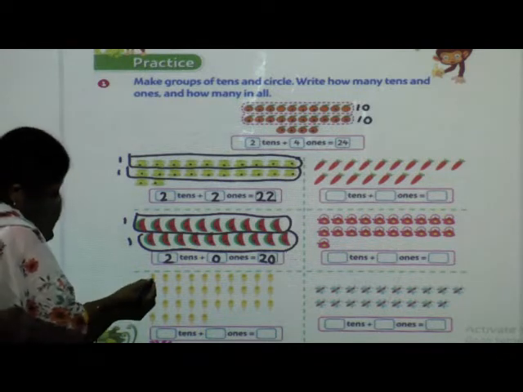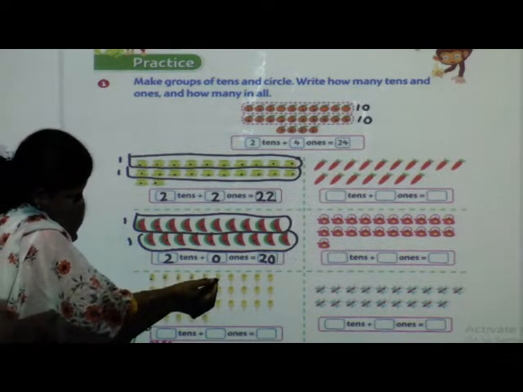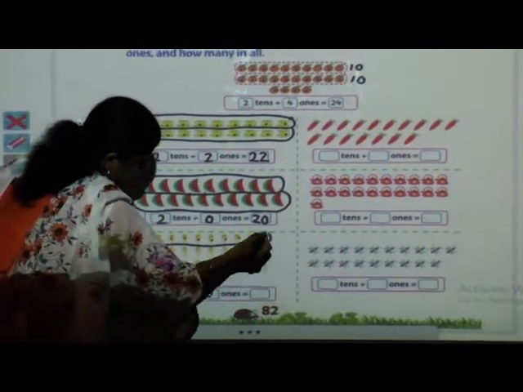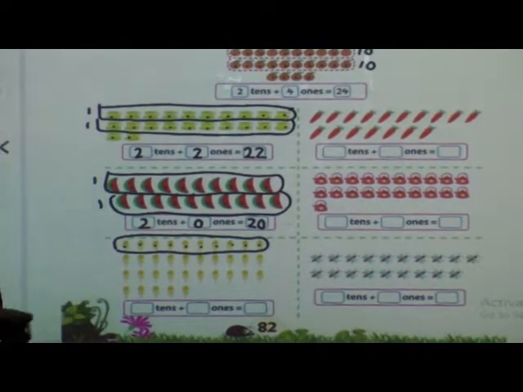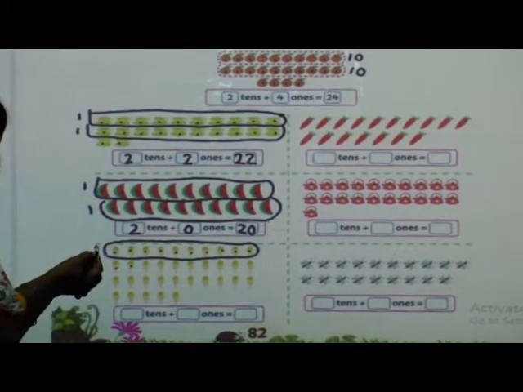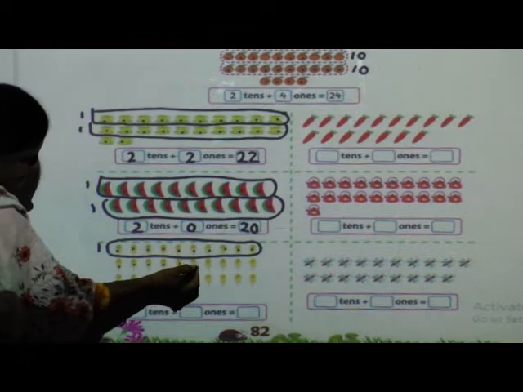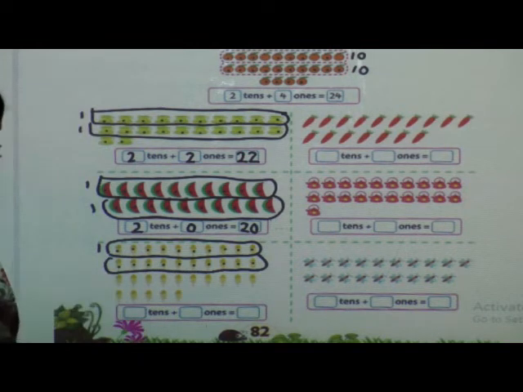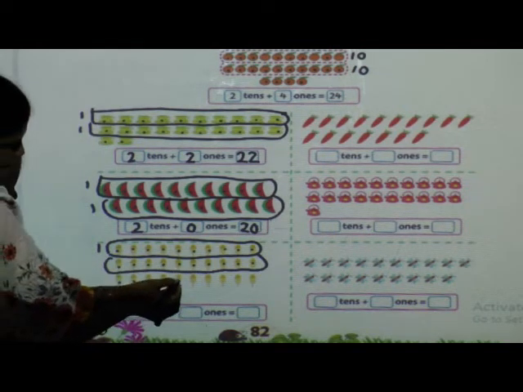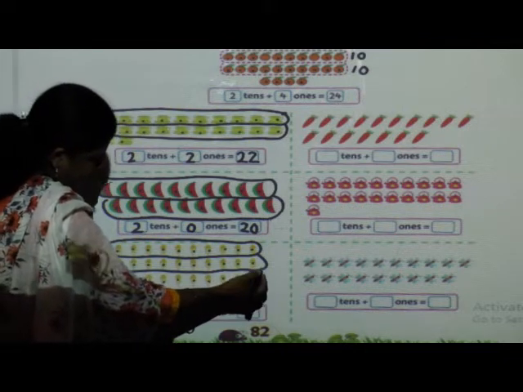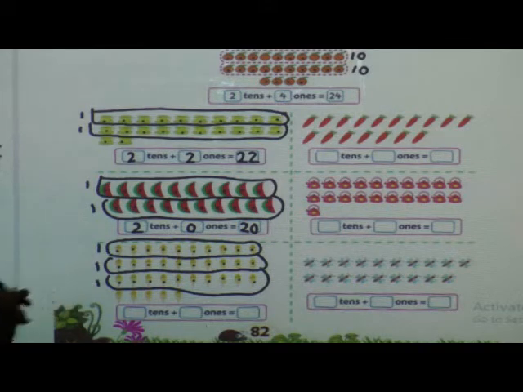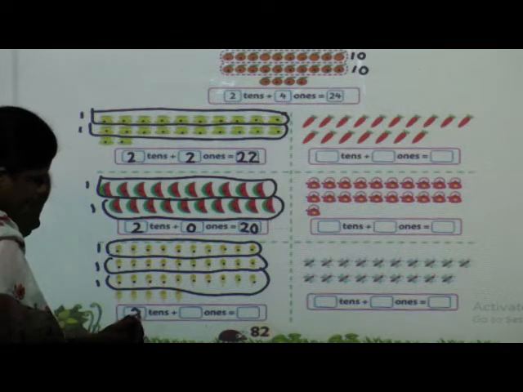Now next. 1, 2, 3, 4, 5, 6, 7, 8, 9, 10. So bundle of 10. 1, 2. Here write 1. 3, 4, 5, 6, 7, 8, 9, 10. 1, 2, 3, 4, 5, 6, 7, 8, 9, 10. See 1. So how many bundles are there here? 1, 2 and 3. So here we will write 3 tens.